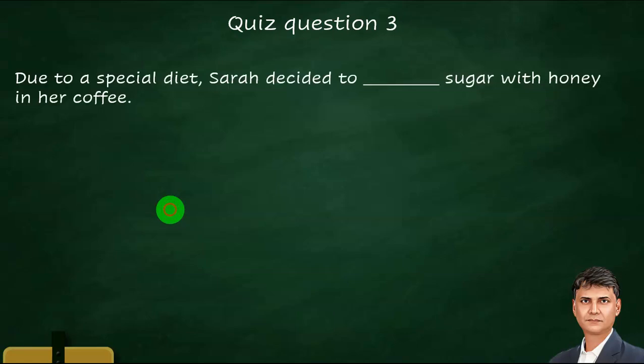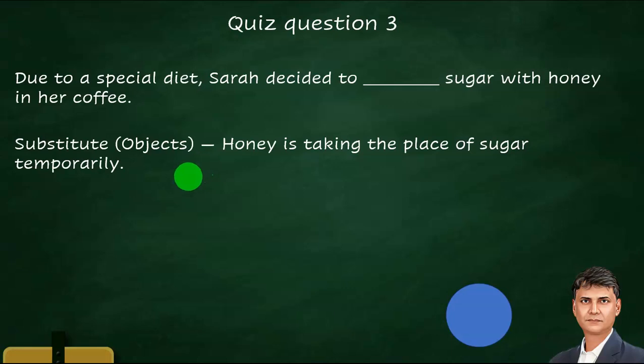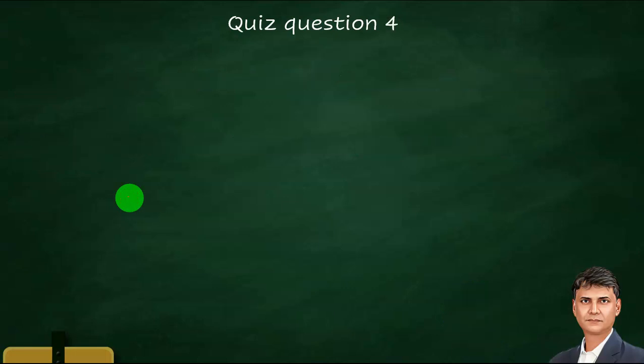Question number 3. Due to a special diet, Sarah decided to dash sugar with honey in her coffee. Your 5 seconds start now. Alright, what is the answer? Substitute. Substitute with objects. Honey is taking the place of sugar temporarily. Right? Remember substitute?